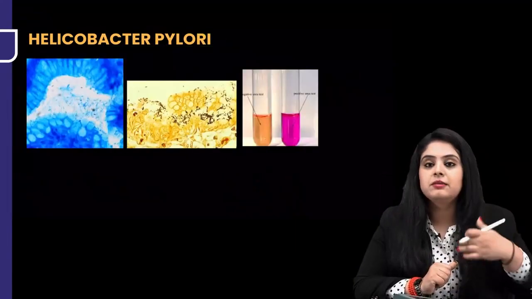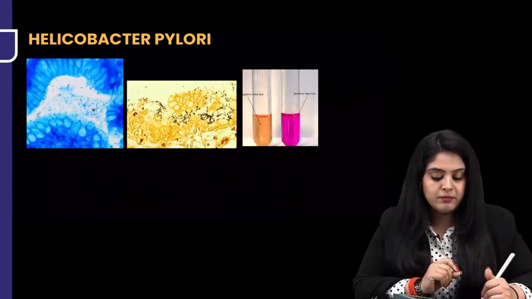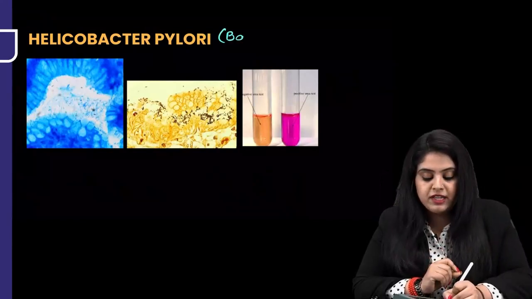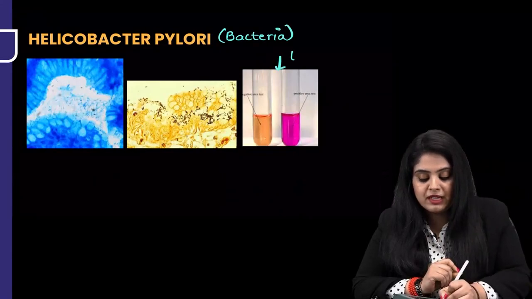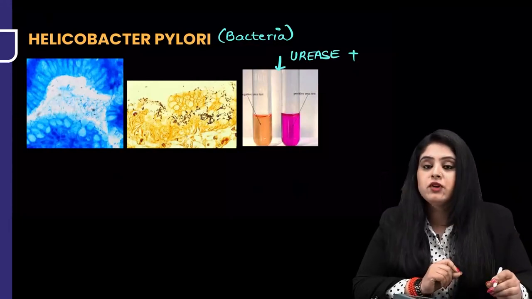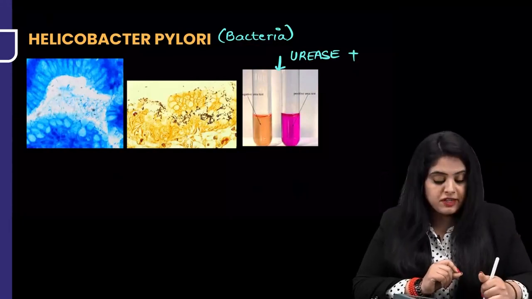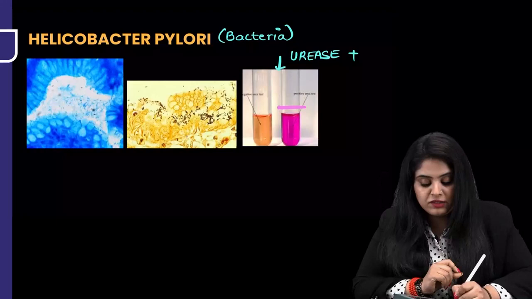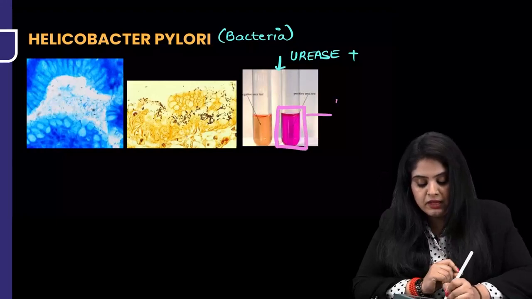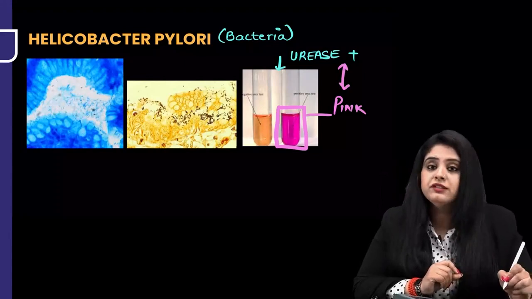We have to talk about a bacteria in the stomach, and that is the Helicobacter pylori. So this bacteria is very, very important, and there is one enzyme property about this bacteria that you know from microbiology. It is a urease positive organism. So I've shown you the urease test. I hope you remember. The urease test being positive means it's going to give a pink color. When a pink color comes positive, it means we are dealing with the urease test.